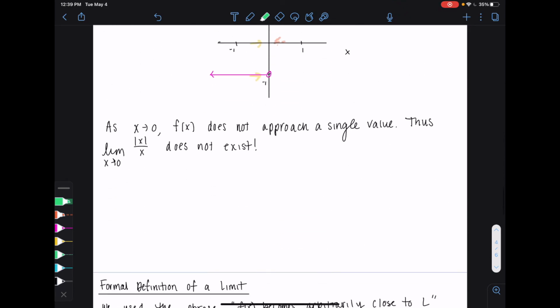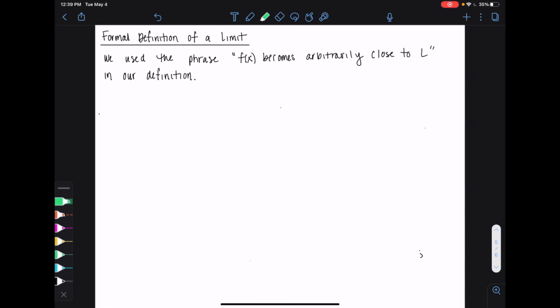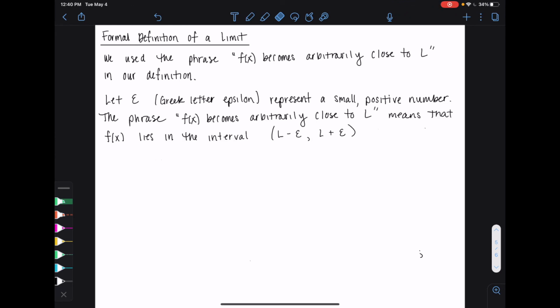So let's try to break down this formal definition of limit. We use that phrase, f of x becomes arbitrarily close to L in our definition. So basically, I can make my y values as close to the limiting value as I want. So we want to come up with a more precise way to talk about this. So we're going to let this, which kind of looks like an E, be the Greek letter epsilon. This is going to represent a small positive number. This phrase, f of x becomes arbitrarily close to L, means our function value lies within this particular interval.